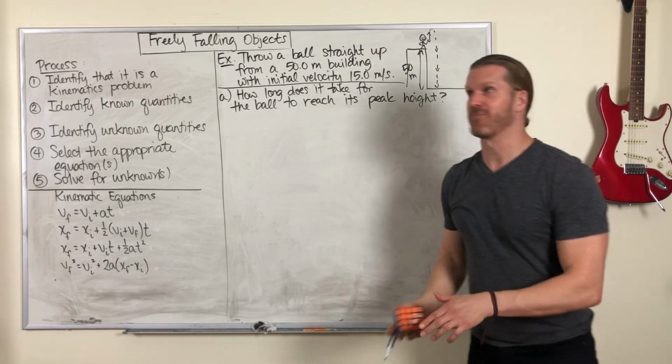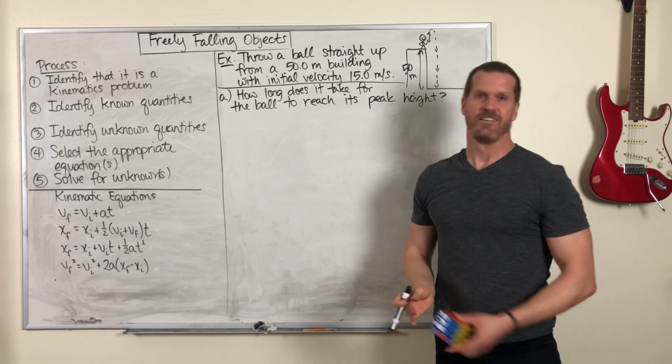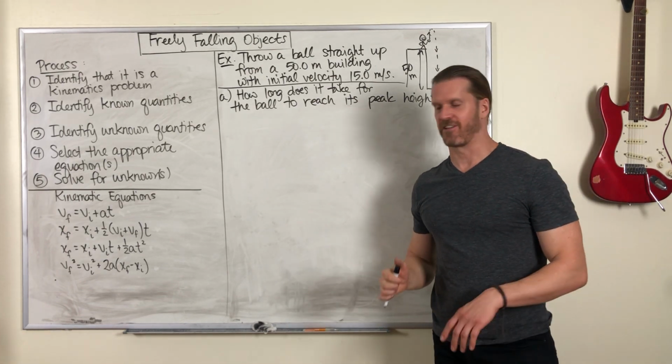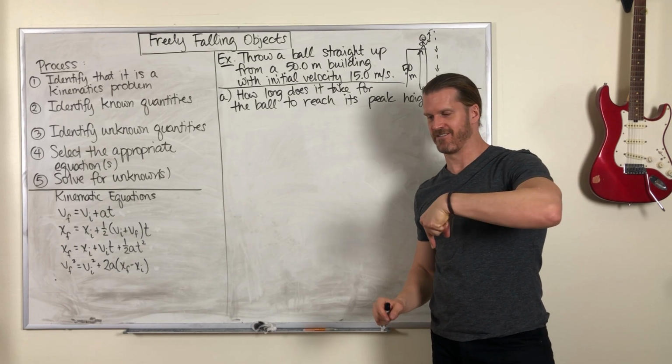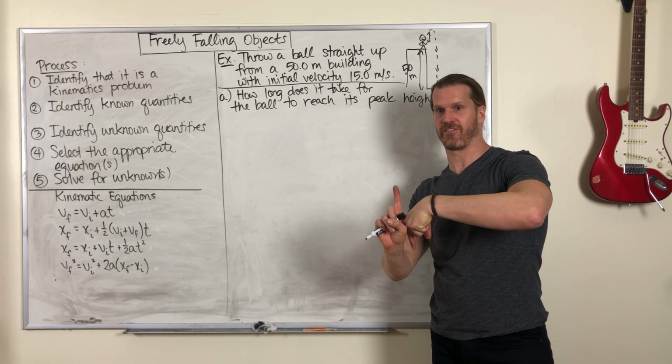So during this motion, here's what's happening with velocity and acceleration vectors. Here's my acceleration, always down. When I throw the ball, velocity is up.